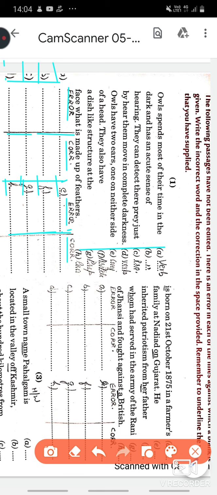Let's read the passage again. Now, line wise, not sentence wise, line wise. Owls spends most of their time in the... Now here I can notice an error related to verb. Spends. So the way I'll write the answer is, for A part, spends is my error.